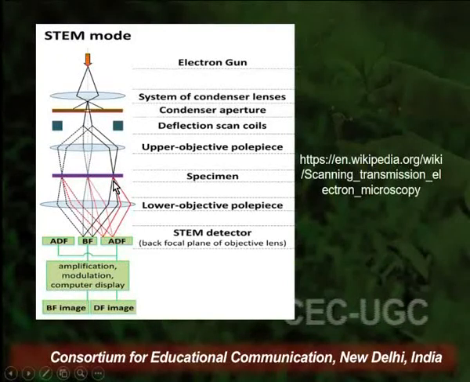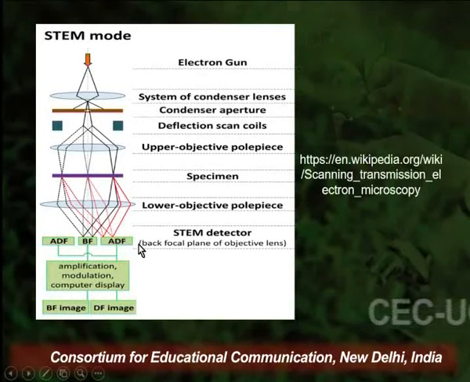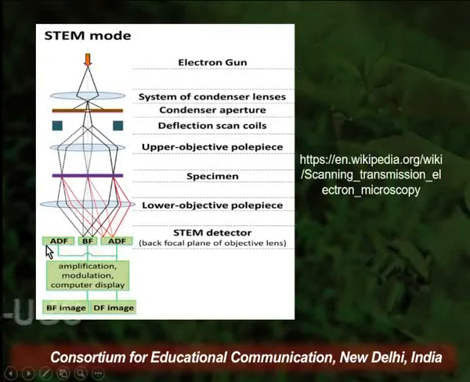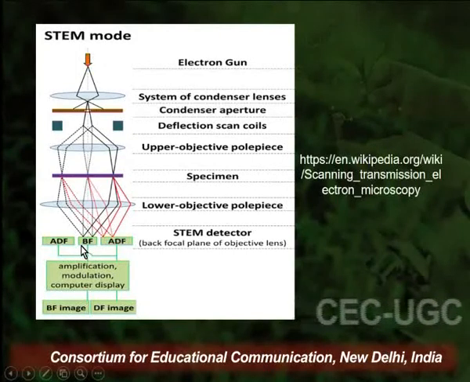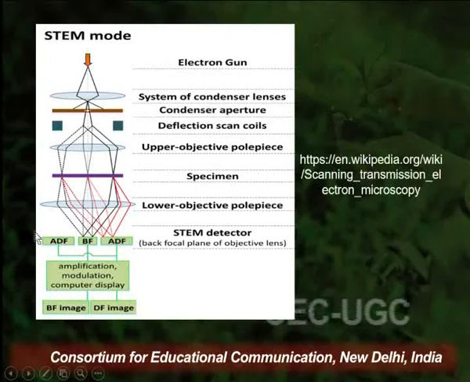These transmitted electron beams and the deflected electron beams, because of the internal structure of the specimen, pass through the lower objective pole piece, and then at the end these electron beams are received by the STEM detector, and this STEM detector creates an image which is much finer in detail compared to the scanning electron microscope, and it also gives us a very good idea about the internal structures of the specimen.